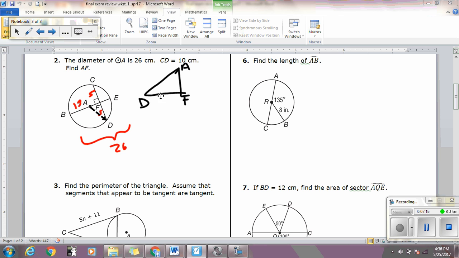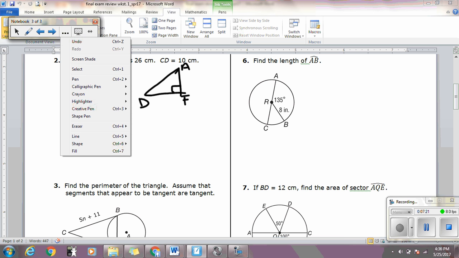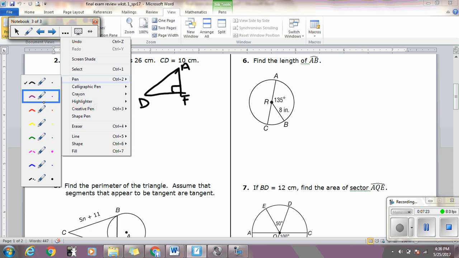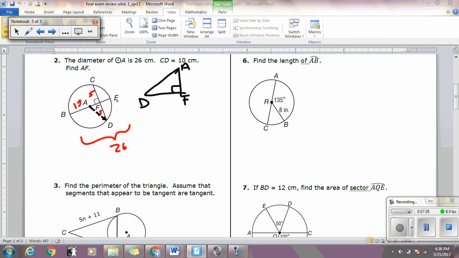If you were to turn it around, the right angle is exactly right here. Now if I add the labels, D to F is 5 again because that was part of CD. A to D, since it's a radius, that means it's 13 because the radius is always half the diameter.